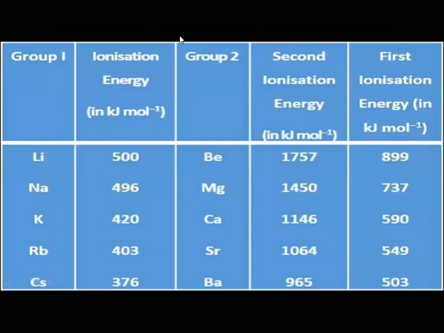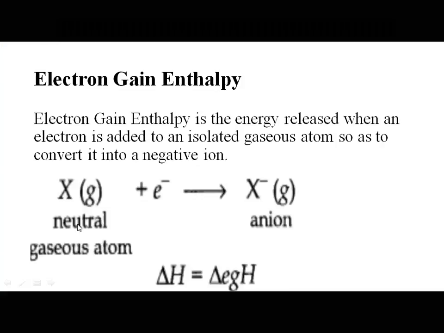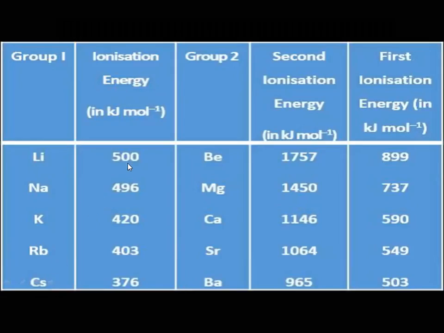So you can see here the ionization energy: lithium, sodium, potassium, rubidium, cesium. As we move down the group, the ionization energy is decreasing. 500 kilojoules per mole, 496, 420, 402. Cesium it is 376 kilojoules. So as we move down the group, ionization energy is decreasing.